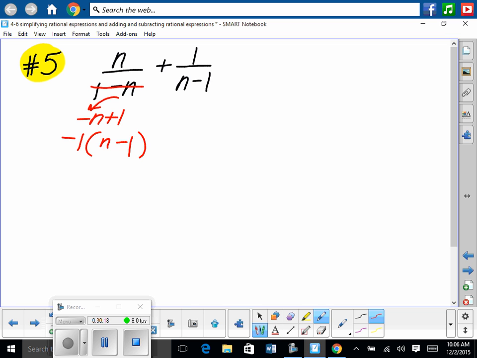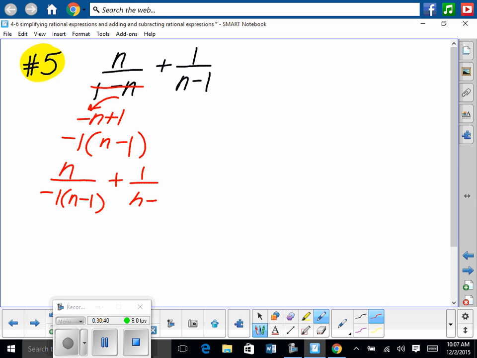Divide each thing by negative 1. So that would be positive n. Positive 1 divided by negative 1 is negative 1. Everybody see how this piece factored to be this? Okay, so what we have is n over negative 1 times n minus 1, plus 1 over n minus 1.